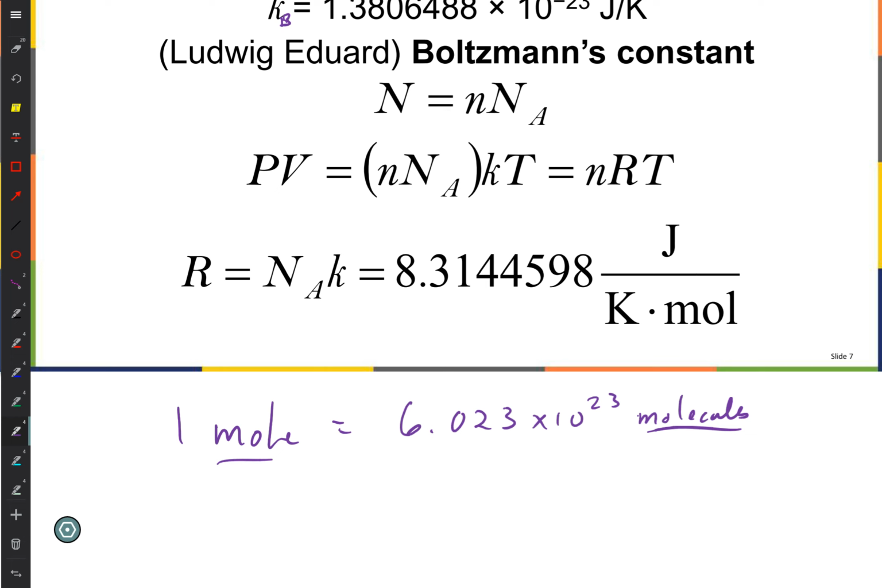It can't be 22.4. What is it, 2.24 liters? It is 22.4? Yeah, it's been a long time since I've actually looked at that. I'm going to have to look at it again soon.